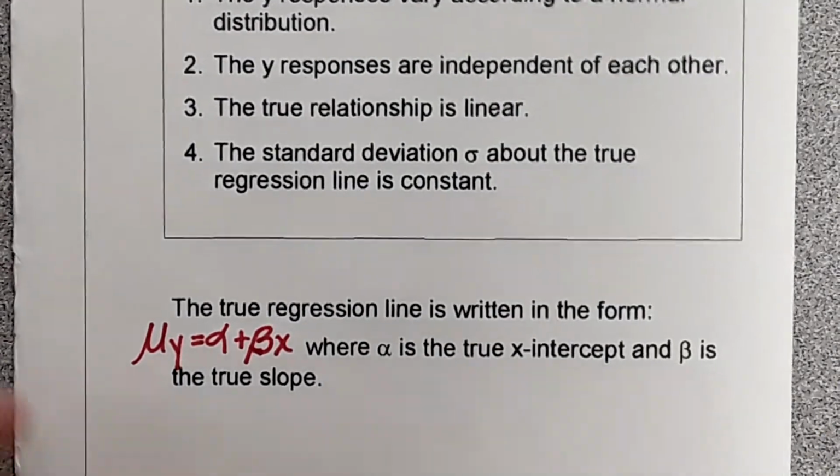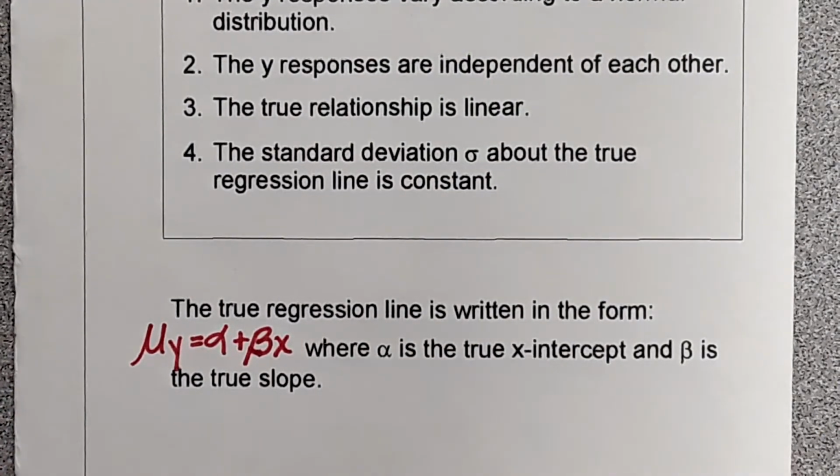Where alpha is the true intercept and beta is the true slope. So now things are going to change a little bit. We're still going to use that StatCalc 8 like we did before. We're still going to have everything. Most of the time what they're going to give you though is, and I'll show you a couple things.